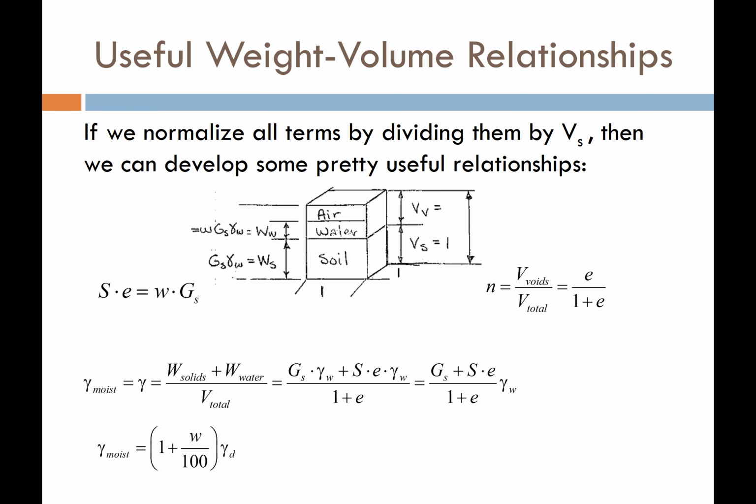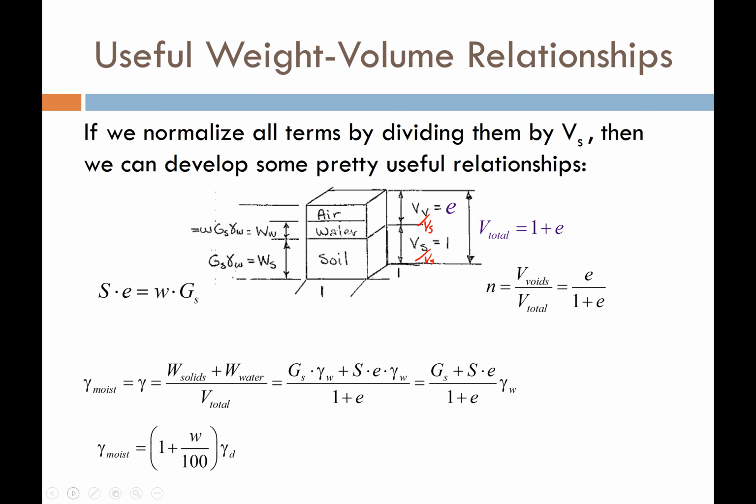Now, one cool little algebraic trick we can do with phase diagrams is divide every term in the phase diagram by the volume of solids. So we normalize everything by the volume of solids. Then we can come up with some pretty useful relationships. If I divide the volume of the solids by the volume of the solids, that's just equal to 1. Well, what happens if I divide the volume of voids by the volume of the solids? Volume of voids divided by volume of solids is the void ratio, so that's just e. Then the total volume is just going to be equal to 1 plus e.